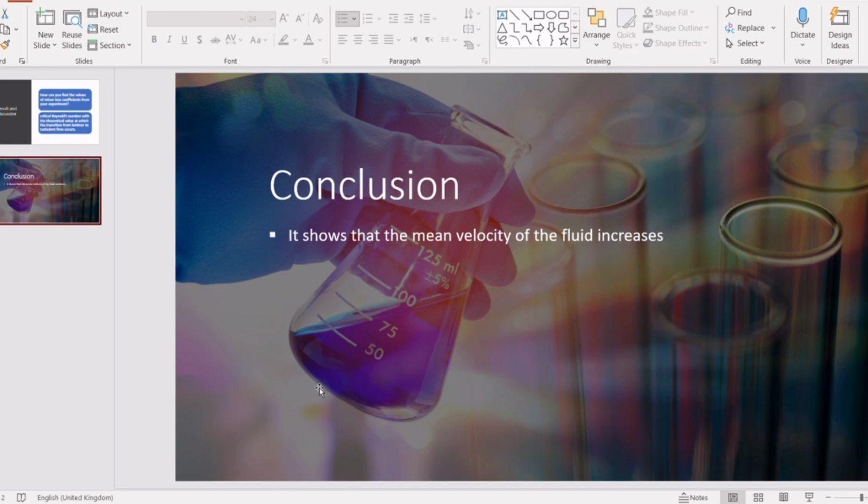Here, the inconsistency of the result is caused by some factors such as human and environmental factors.